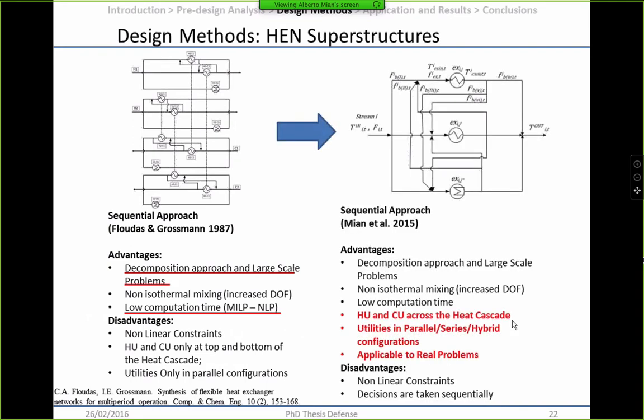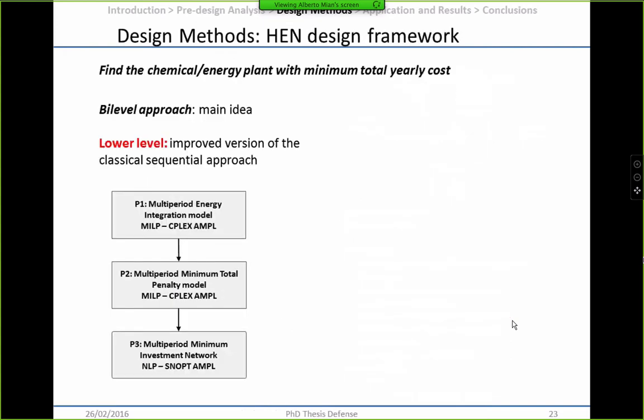So based on this analysis, I developed a sequential approach with other authors in which basically I managed to change this limitation and define a superstructure which is able to account for hot and cold utilities across the real problem. And not only this, but also determine possible series and parallels in the superstructure of the utility heat exchanger. So then, considering this superstructure, I developed a framework in which I consider a sequential approach.